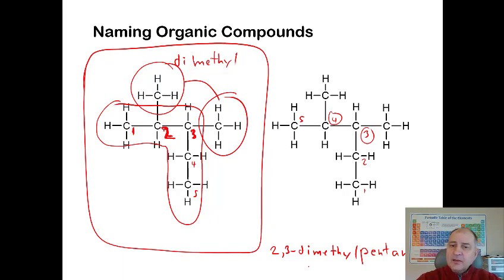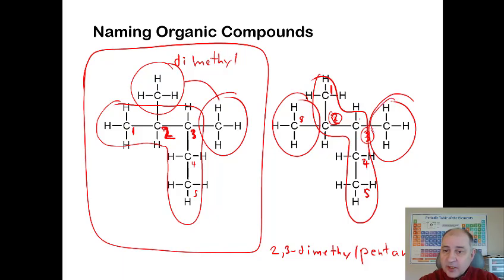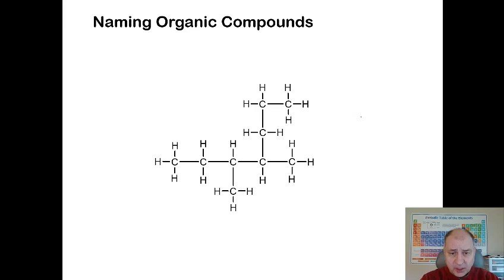If I labeled it this way, we would have 1, 2, 3, 4, 5, and then a methyl group here and a methyl group here. One would be on the second, and the other one on the third carbon, so that name would also be 2,3-dimethylpentane. That's the beauty of the naming scheme: it's the same compound. So let's move on to this one here.